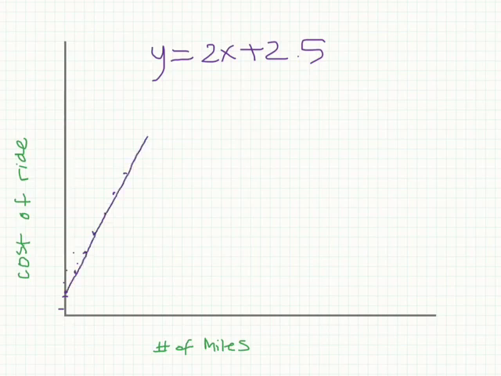So there is approximately our line. Notice that I didn't go back into the negative for x. I didn't go down into the negative for y because I can't go backwards. I can't take my miles back. I also can't, the taxi's not going to pay me. I'm going to be paying. So it's going to be up, going positive.